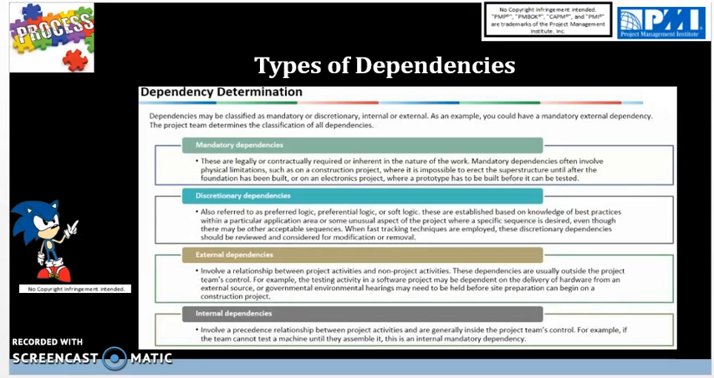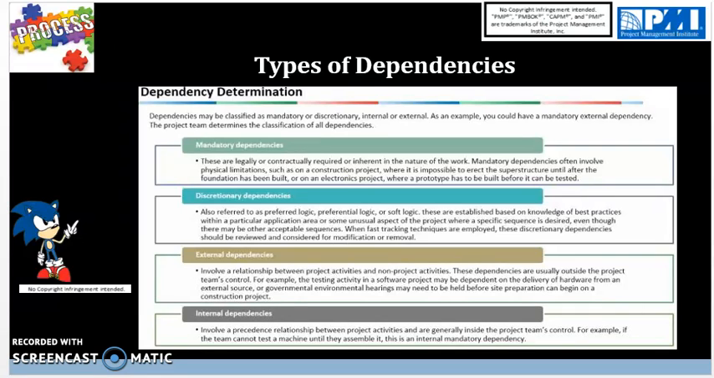Now for types of dependencies, we have mandatory or discretionary, internal or external. As an example, you could have a mandatory external dependency. The project team determines the classification of all dependencies. So, for example, a mandatory dependency could be internal or external. An external dependency could be from a legal standpoint, or an internal dependency is coming from the company that you work in. So mandatory dependencies are legally or contractually required or inherent in the nature of the work.